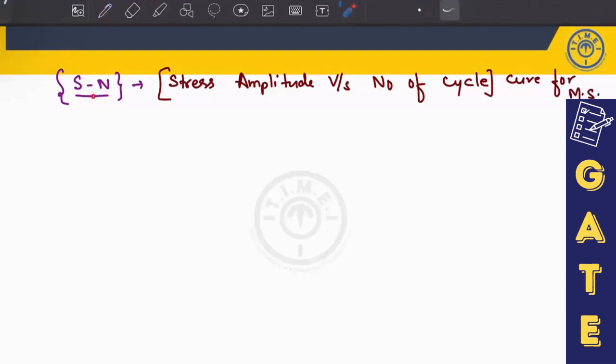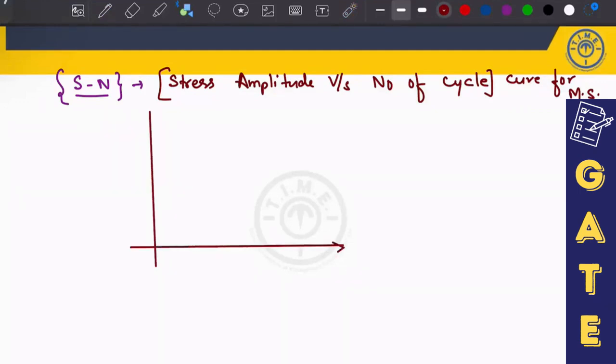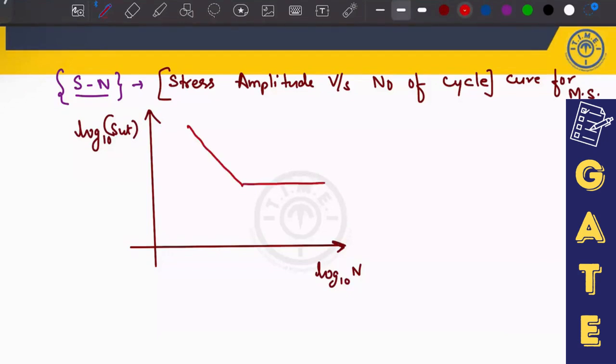Okay, so there is a graphical representation of the variable stress and the number of cycles on this log paper, that means in the log unit. So log base 10 of ultimate tensile strength, and here will be the number of cycles. So there will be a stress variation, the stress amplitude versus number of cycles, you can see.